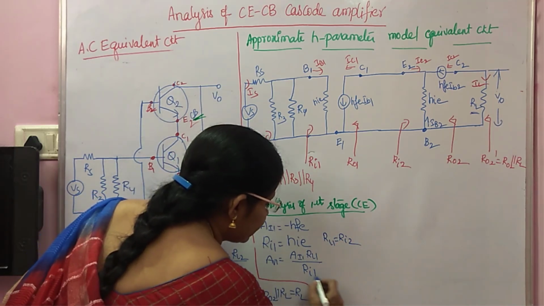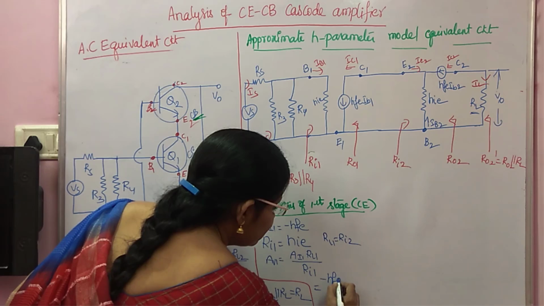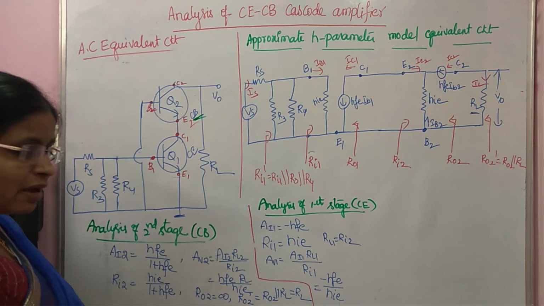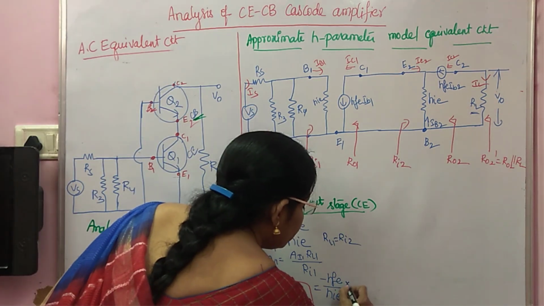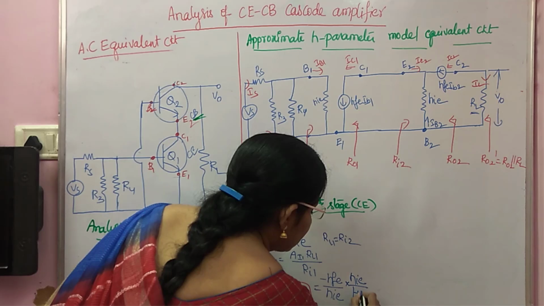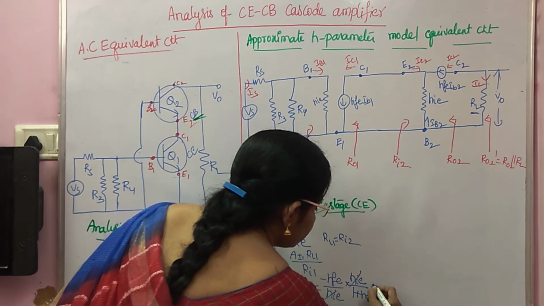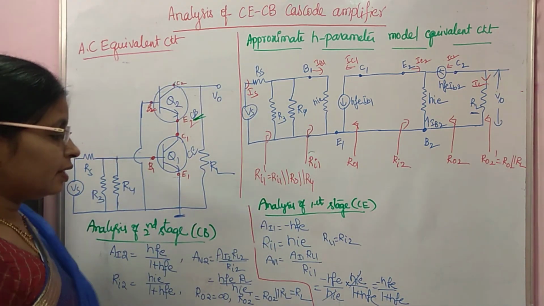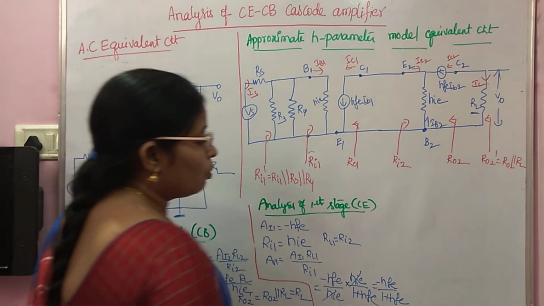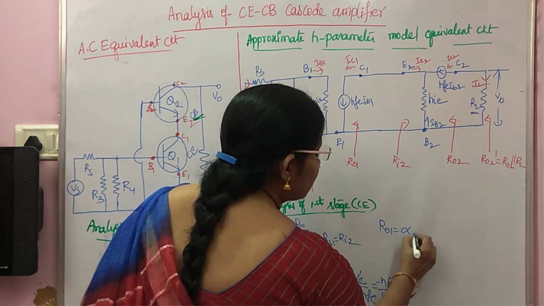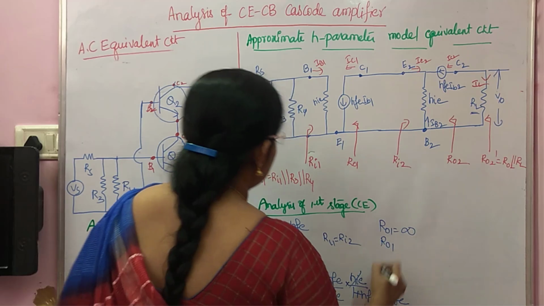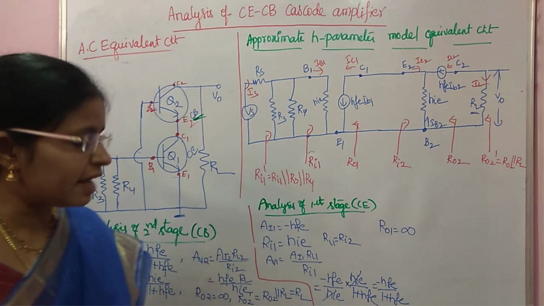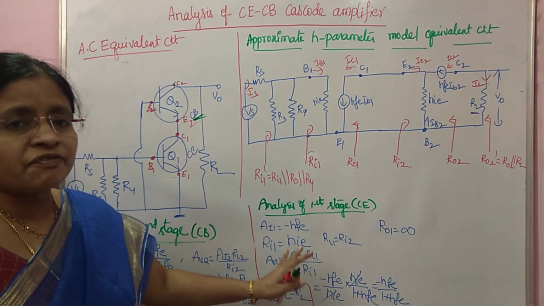Therefore, AV1 is minus HFE by HIE into RI2, and RI2 is HIE by 1 plus HFE, into HIE by 1 plus HFE. So totally it is minus HFE by 1 plus HFE. That is the AV1. What about R01? R01 is infinite. Is there any R01 dash? No, so no need to go for R01 dash. This is the analysis of the first stage.